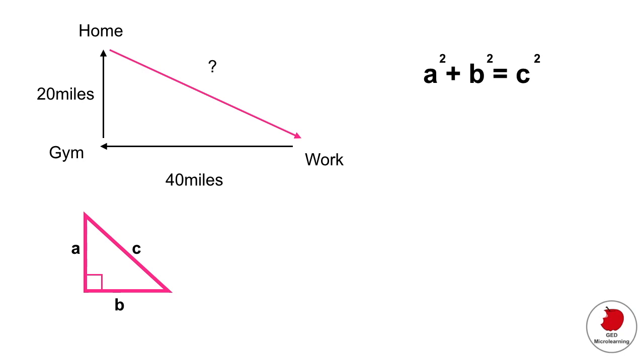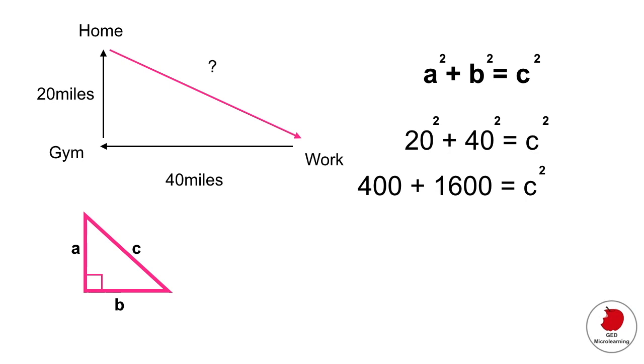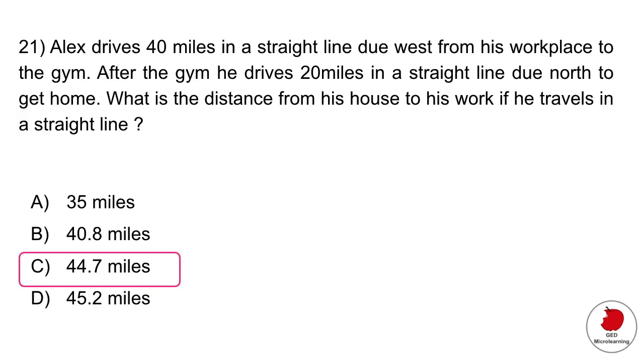All you have to do is plug in those values into your equation like that. That would give you this amount, and you end up with 2,000 is equal to c squared. Okay, problem, you have to reduce that c squared. So the way that you do it is that you take the square root, and remember that whatever you do to one side, you have to do to the other side. So if you take the square root of both sides of your equation, you end up with 44.7 miles, which is option C.